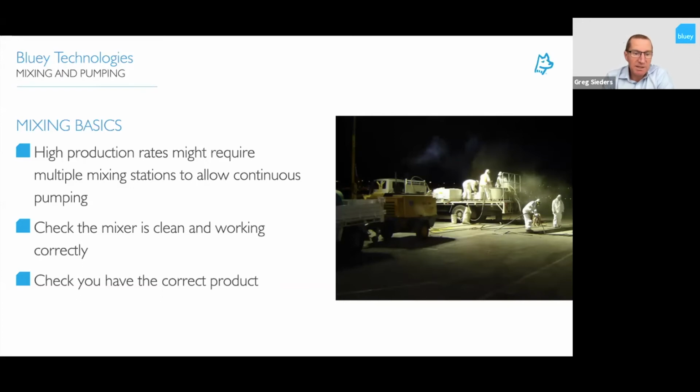Check that the mixer is clean and working correctly before you start. And then check that you have the correct product. I've seen it plenty of times. Sometimes there are two-part products where you're doing a part A, part B, so make sure you have the correct part A and part B. Nothing worse than putting in the wrong product and having an issue on site. We've all seen it go wrong before.